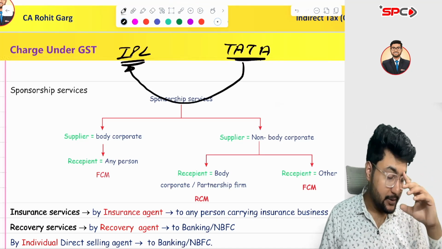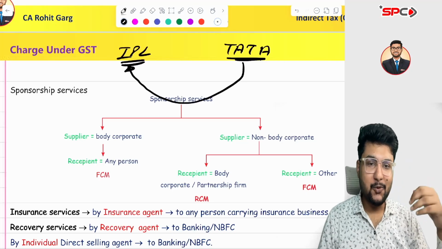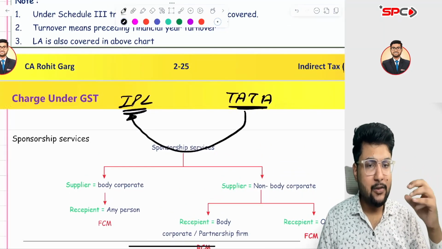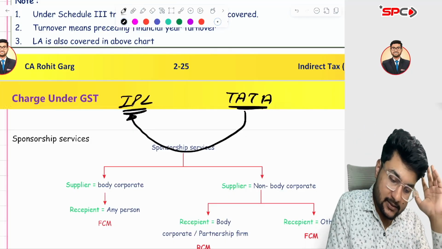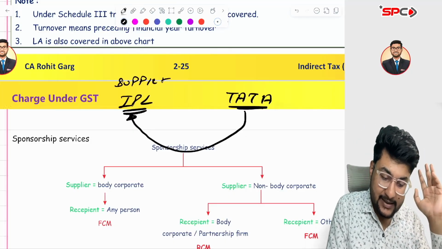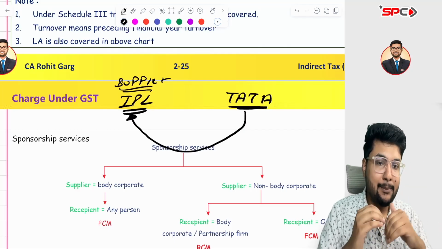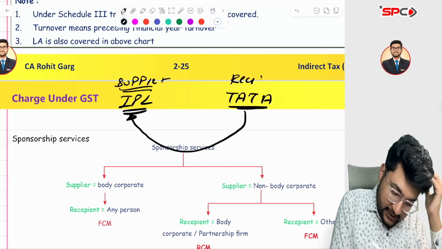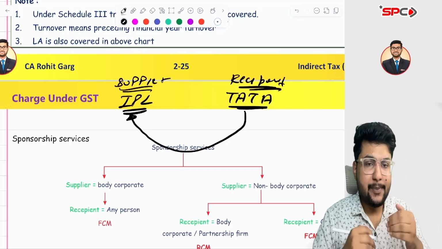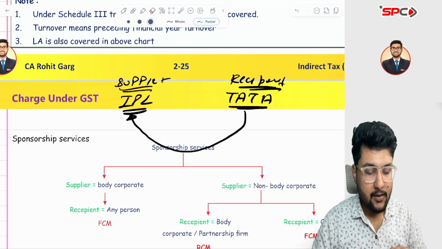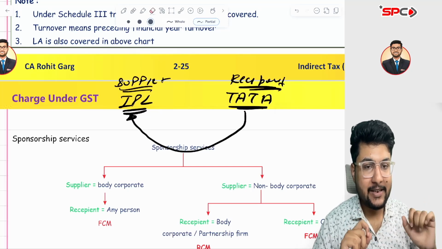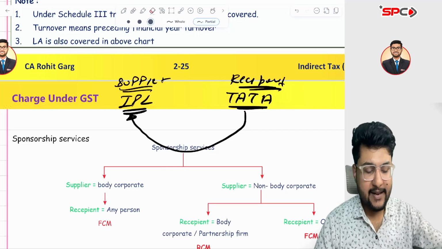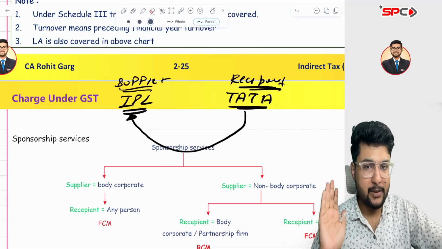One major confusion among the students is who is the supplier and who is the recipient. It's very easy. The person who receives the money is the supplier. Means he supplies something, for that he is getting money. But the person who is paying is the recipient. So in the case of Tata IPL, Tata is paying money to IPL for sponsoring, for showing its name, for showing its car. Means IPL is giving services, so IPL is the supplier and Tata is the recipient, simply seen from a money point of view.